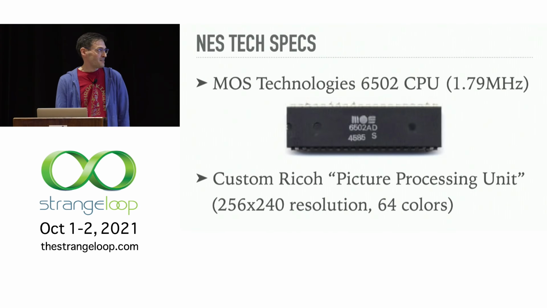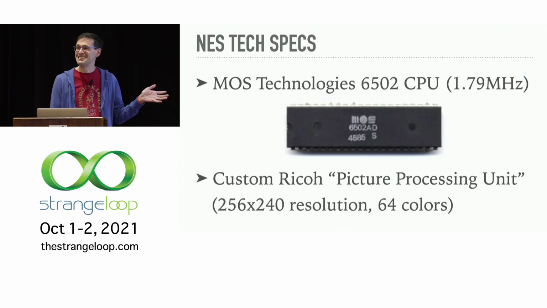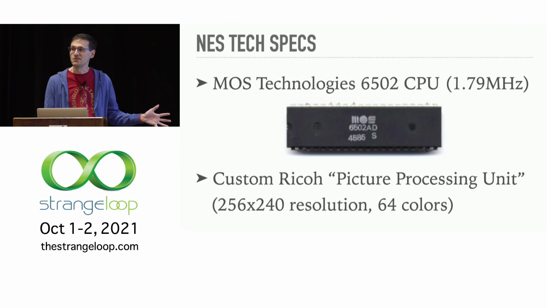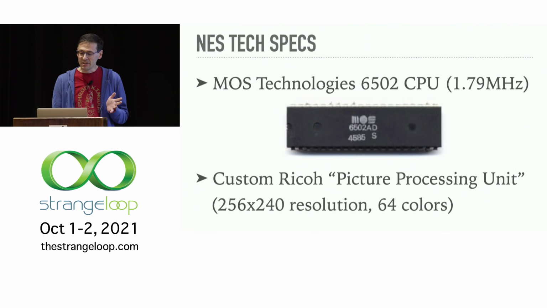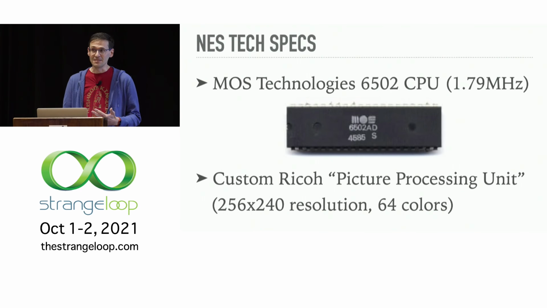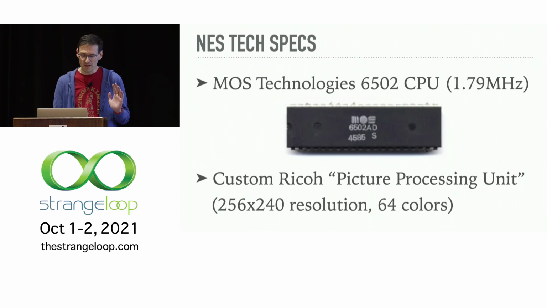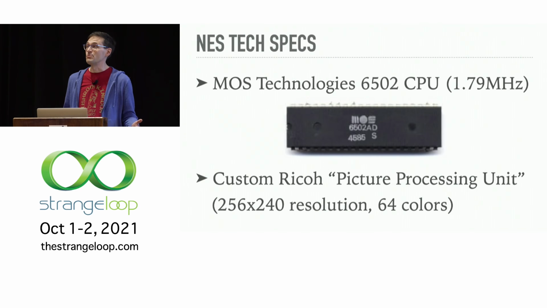So inside that console, the NES features an MOS Technologies 6502 CPU, very popular chip, actually came out in 1975, 10 years before the NES did, running at, at the time, a blazing fast 1.79 megahertz. It also features a custom Ricoh designed and manufactured picture processing unit, or PPU. This is kind of like the graphics card of the NES. This enables the NES to do 256 by 240 pixels screen resolution, and it lets it show 64 colors.